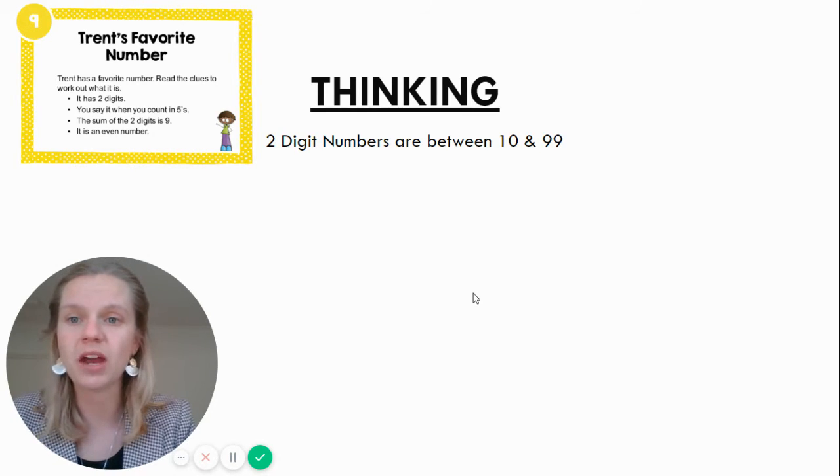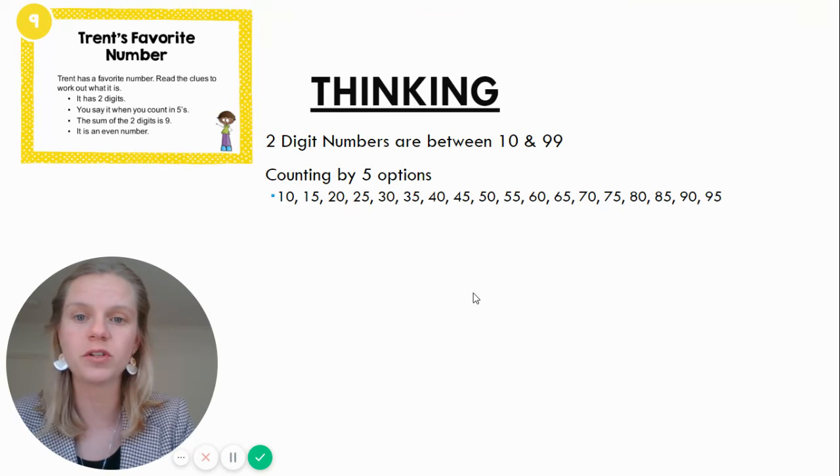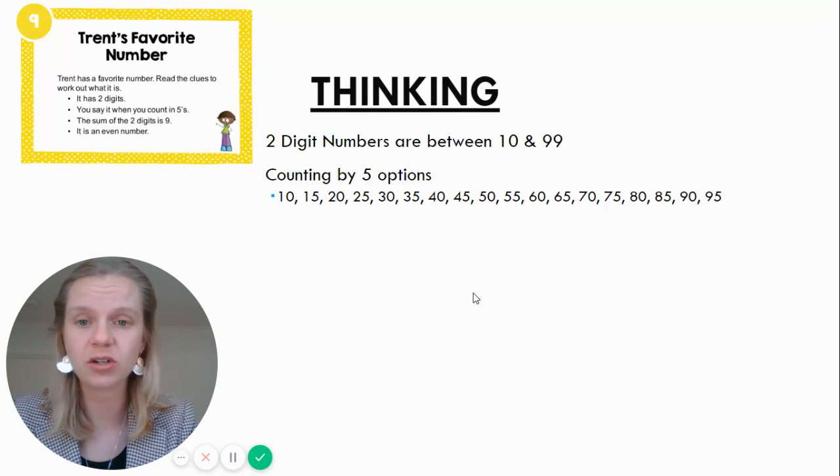You say it when you count in fives. So I'm going to make a list of my counting by 5 options. And there they are. I can't include 5 in my list because that only has 1 digit. And I can't go higher than 95 because then it goes into the hundreds and it's 3 places. So that's not going to be correct.